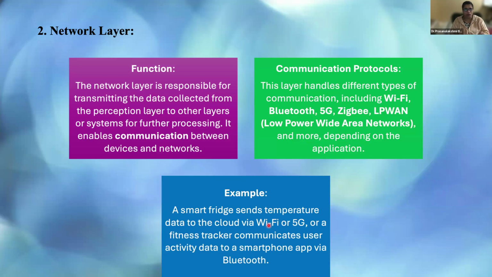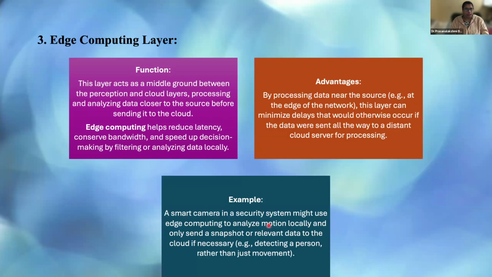But this is the technical part where 5 layers are used, and these technical layers are the actual components of an IoT network, on which IoT architecture works. Okay. Next comes the edge computing layer.